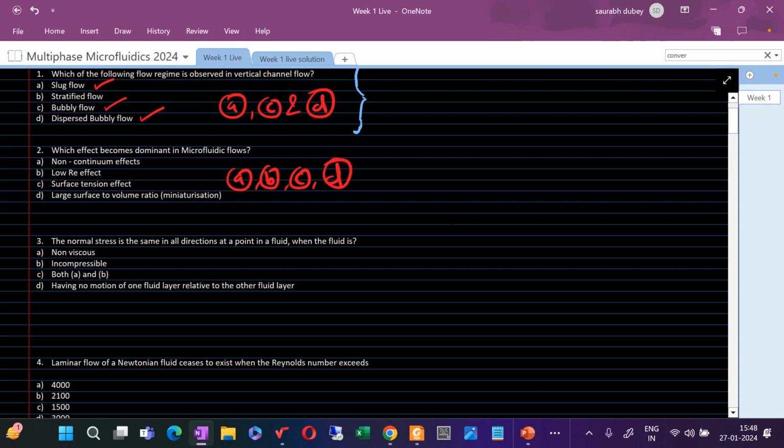We are told to keep questions somewhat more involved. So I think in this, incompressible will be the option. Even if the fluid is non-viscous, we have normal stress, and even if the fluid is viscous, we also have normal stress. And does compressibility play a role in the normal stress?